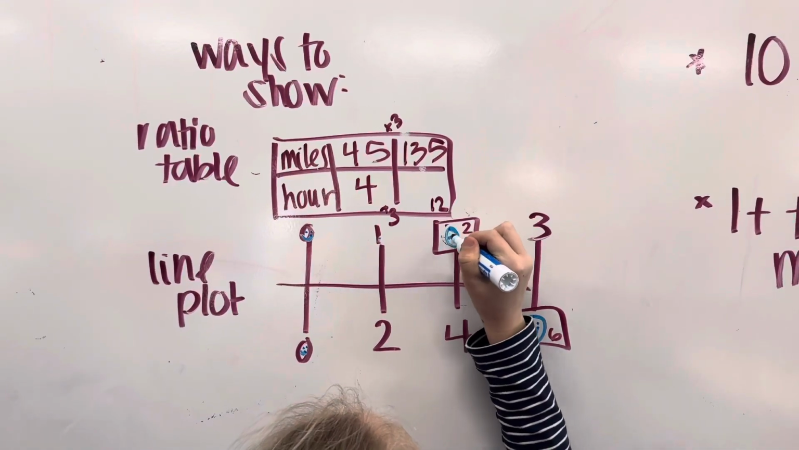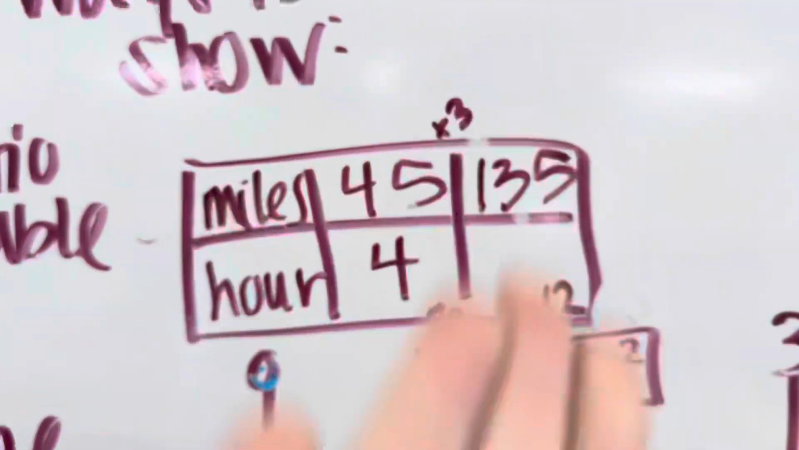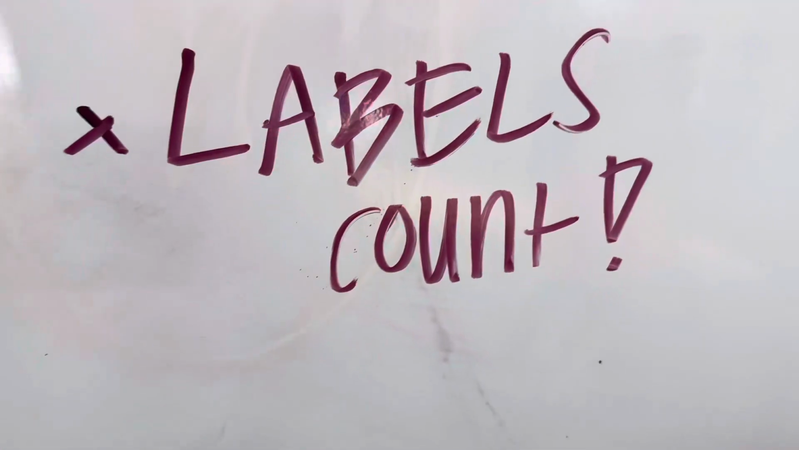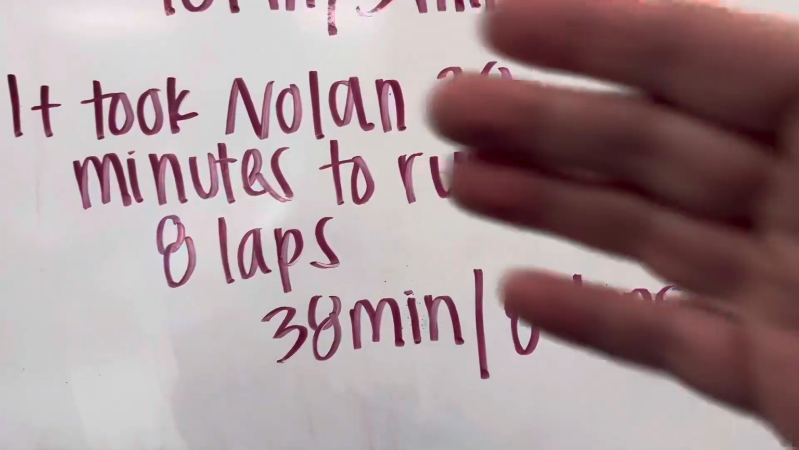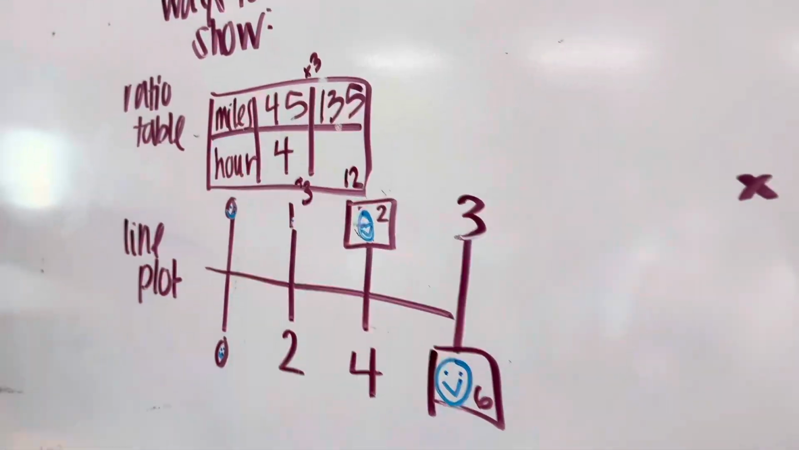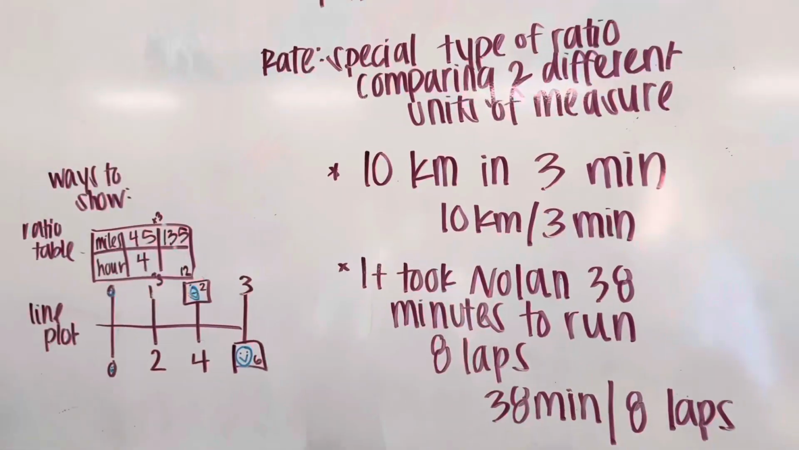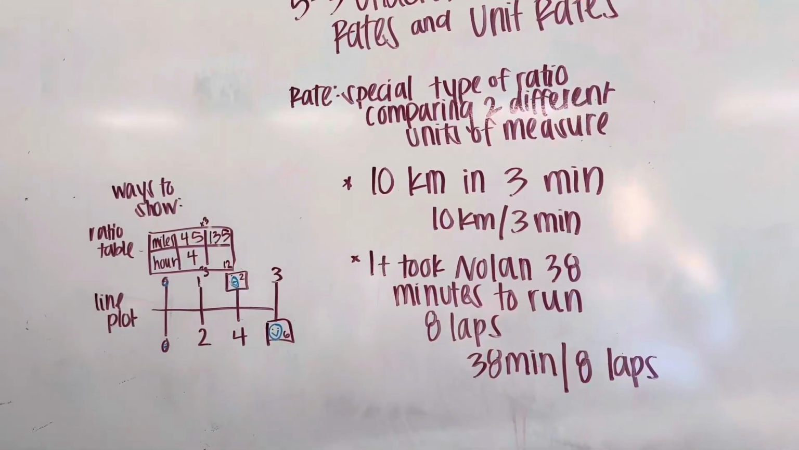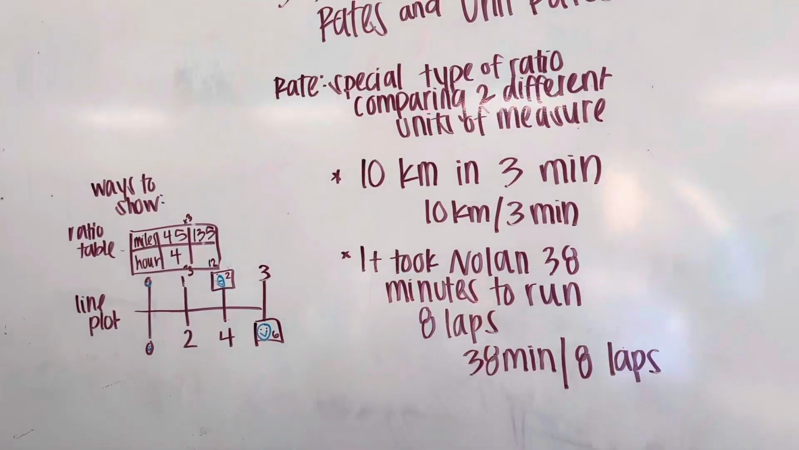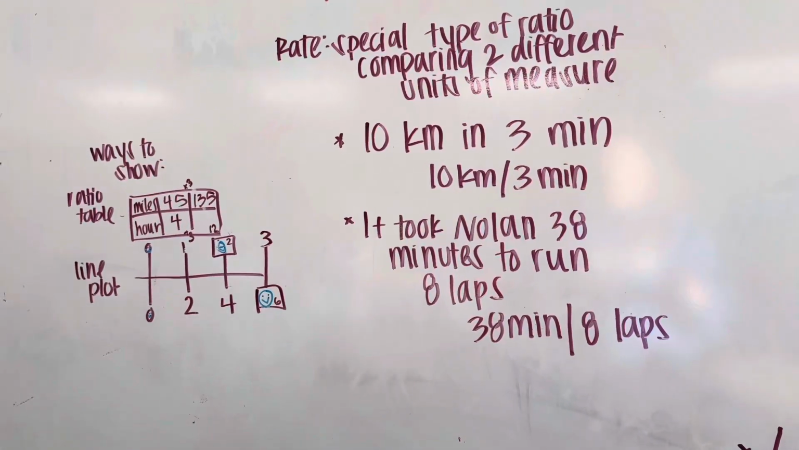The biggest thing that you're gonna be seeing from our previous lessons are the labels, okay? Labels really, really count. So you need to make sure that if we're writing that sentence or if we're filling out our chart, that you have that label included. So rates, it simply is a different way of how to write it, okay? We're comparing 2 different things, okay? Kilometers and minutes, okay? Minutes per lap, whatever it may be.